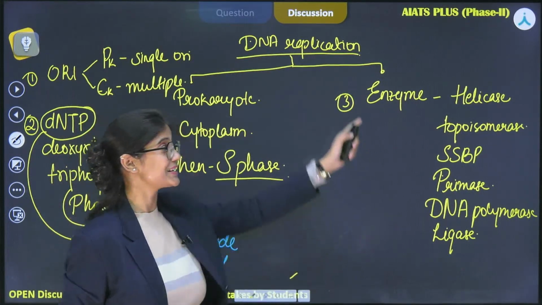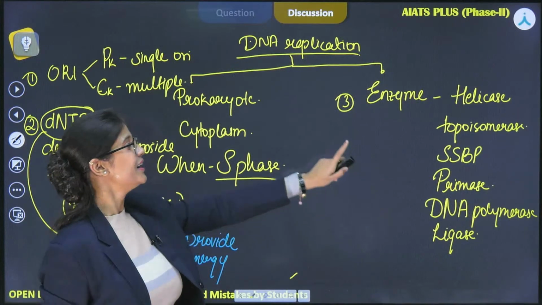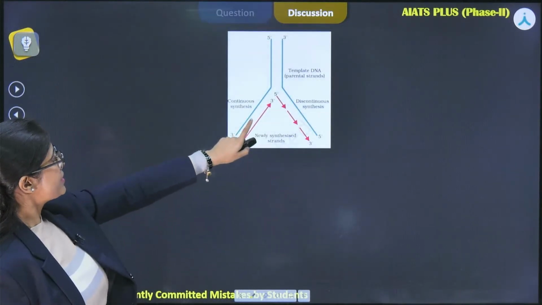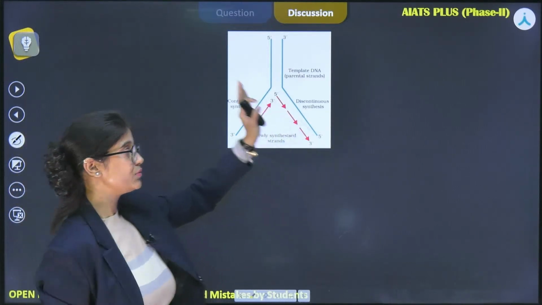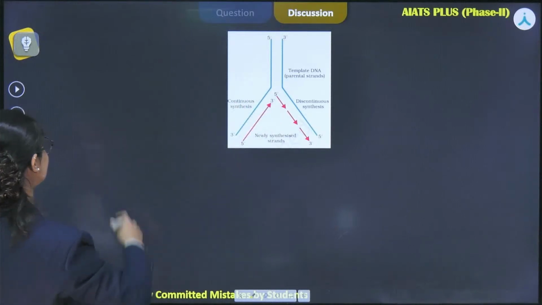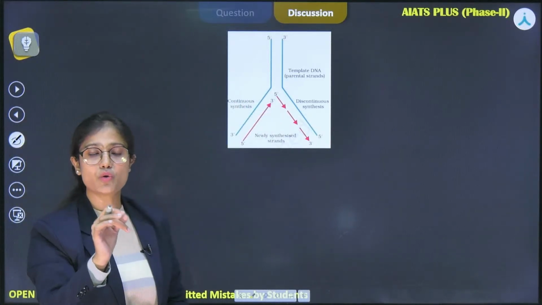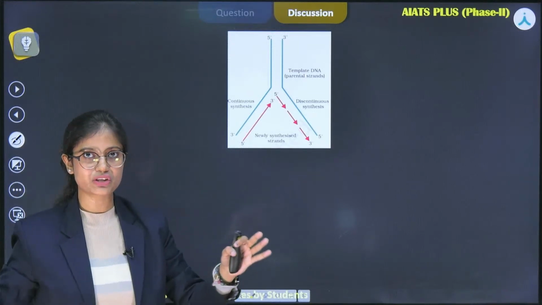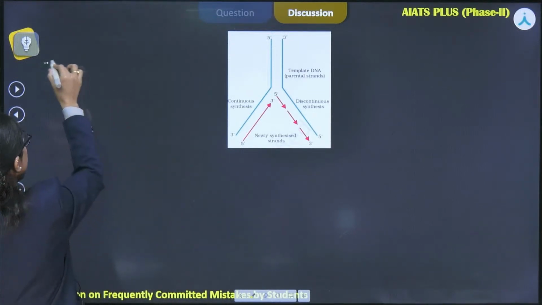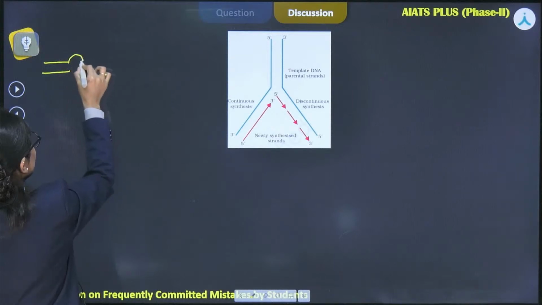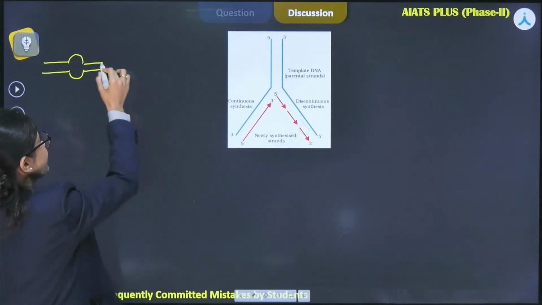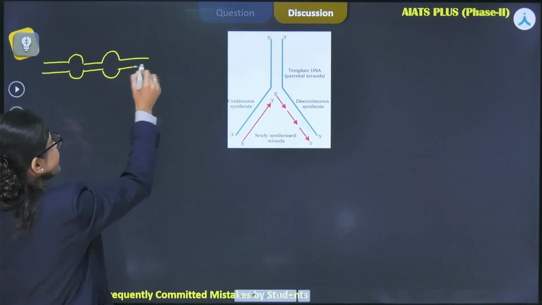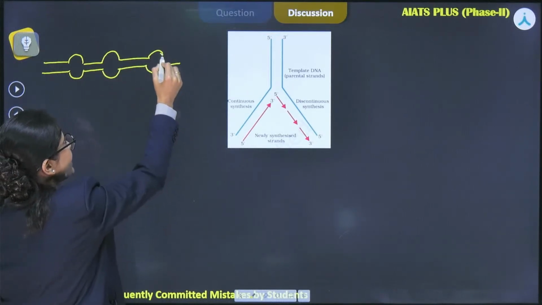Now let's proceed into the process in which enzymes are required. So this is the image of the DNA replication, but we will come to this later. First, start. As I've told you, in eukaryotes multiple origins of replication are present, so it will somehow look like this. Here a bubble will be formed by the action of DNA helicase, like this, right? Multiple origins of replication hai.